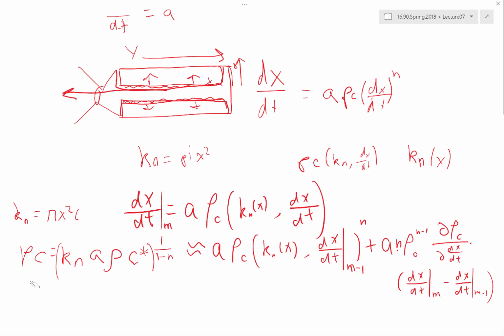What time is it? Oh, already 4 o'clock. So that concludes our discussion of ODEs, and we'll start to look at partial differential equations starting next week. All right.